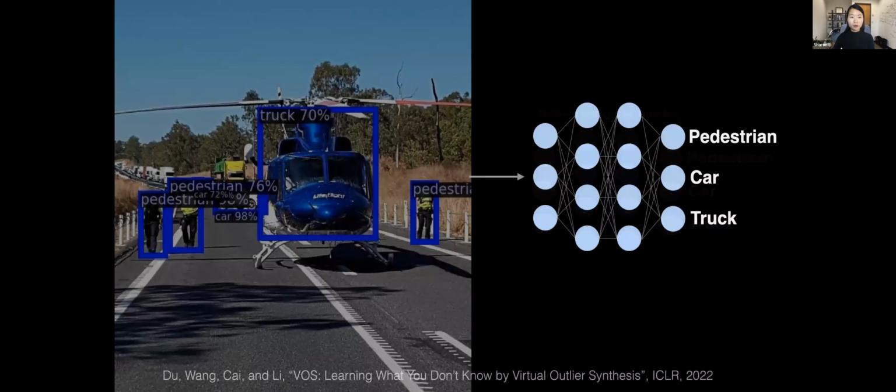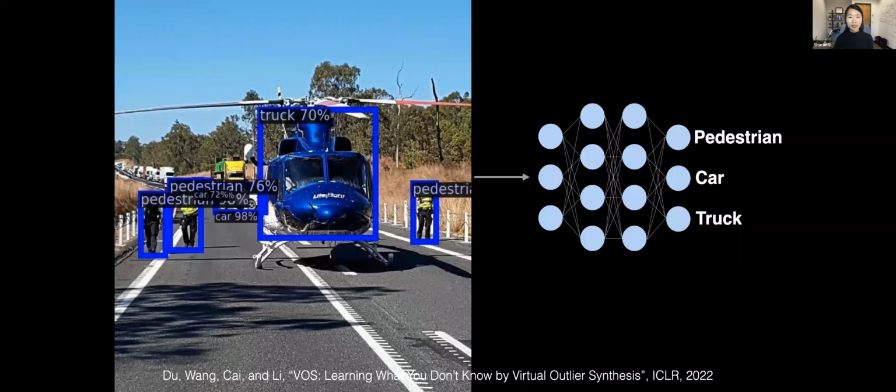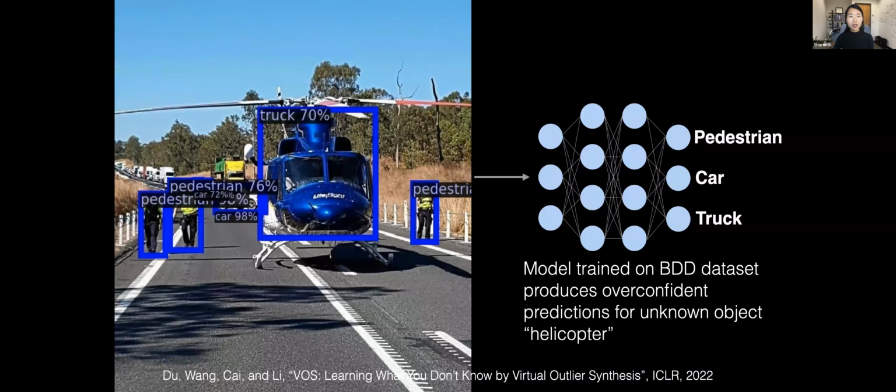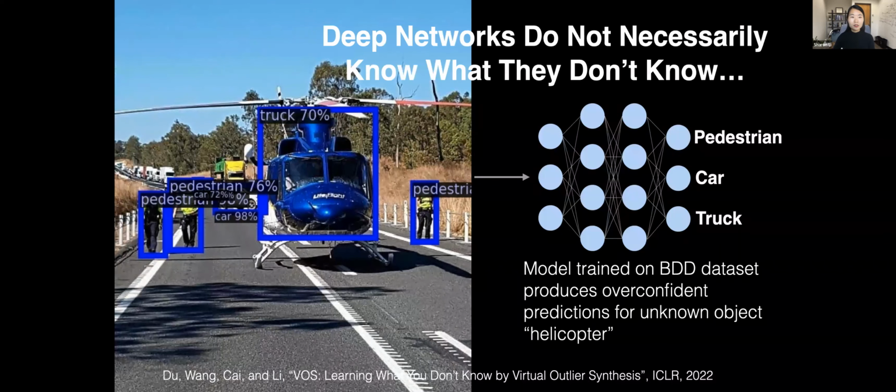For example, in our recent work, we took this image from the MS COCO dataset and ran it through this self-driving car model that was just trained on the BDD dataset. And so you can see that the model would produce overconfident predictions for this unknown object, a helicopter, as a truck. And keep in mind that this helicopter was never exposed to the model during training time. So in other words, deep networks do not necessarily know what they don't know. And this has raised significant concerns on models' safety and reliability.